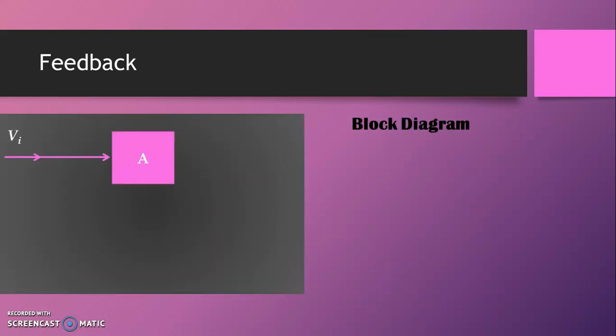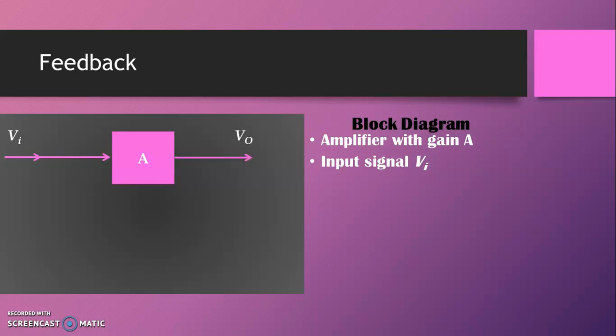We have an amplifier which is having a gain of amplification, that is A. We are giving input signal, that is Vi, to the amplifier. So amplifier is having a gain A. Input signal is Vi, and as per the gain we are getting output signal, and that is Vo.